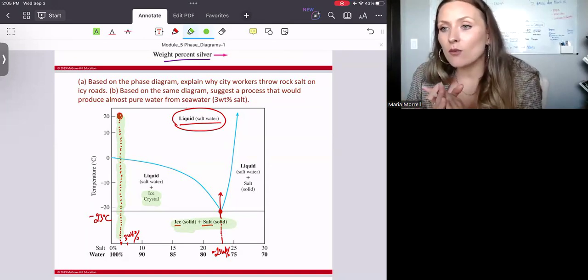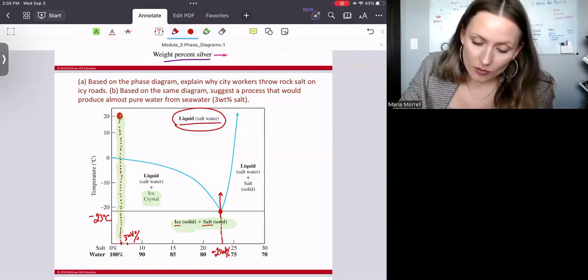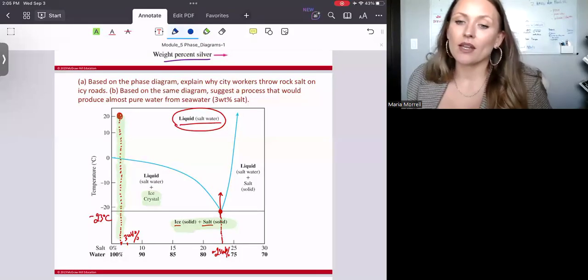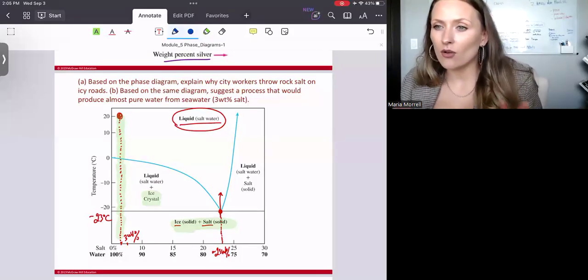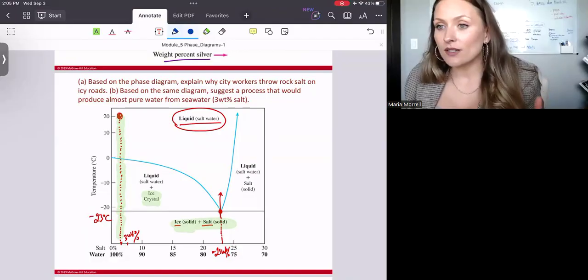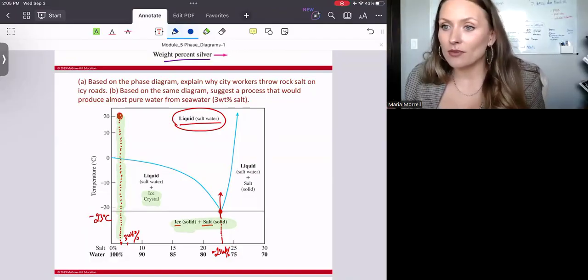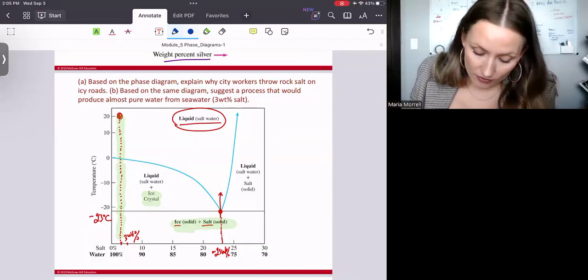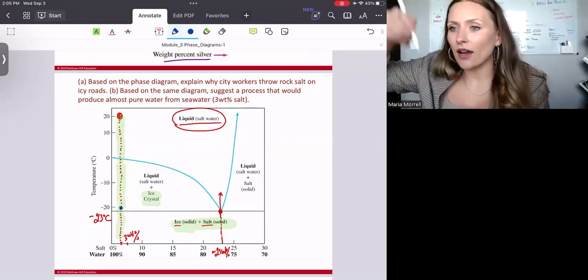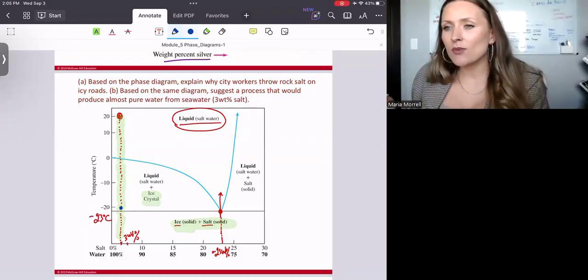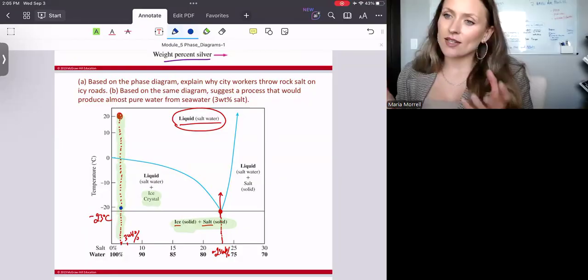So if I am to make pure water, what would I do? Perhaps pause the video and think on your own how you would do it. The question is very simple: where do I stop so I can enjoy pure water? Well, somewhere here. You don't want to cross the line all the way through, because once you have two solids, it's going to be really hard to separate those two.